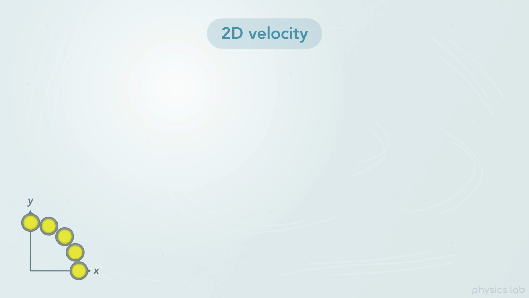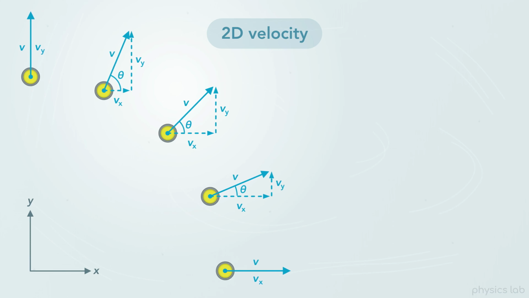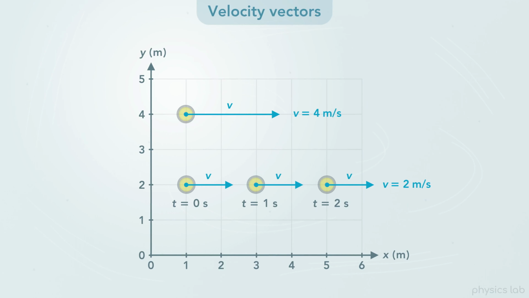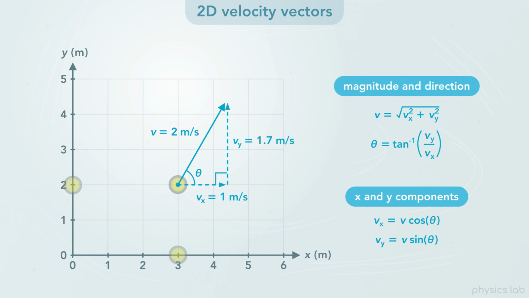Hey everyone, in this video we're going to learn about velocity in two-dimensional motion. First, we'll learn how to draw velocity vectors. Then we'll talk about two-dimensional velocity vectors and how to convert between the magnitude and direction and the x and y components, just like we did with displacement vectors.